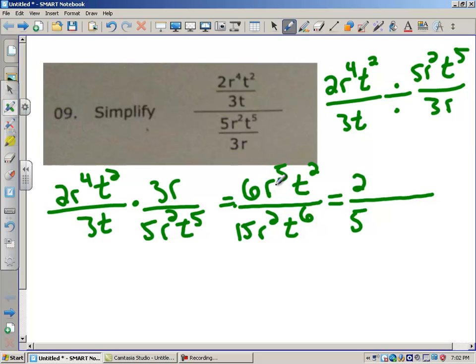Now, when you have like bases like this, r to the 5th and r squared, you told me earlier, you're going to subtract those. The bigger exponent of r is in the top. So 5 minus 2 is 3, and we keep it in the top. So that's r cubed. Now here, with our t's, the bigger exponent is in the bottom. So here we're going to have a t to the 4th in the bottom. 6 minus 2 is 4. And that's going to be your simplified answer for number 9.